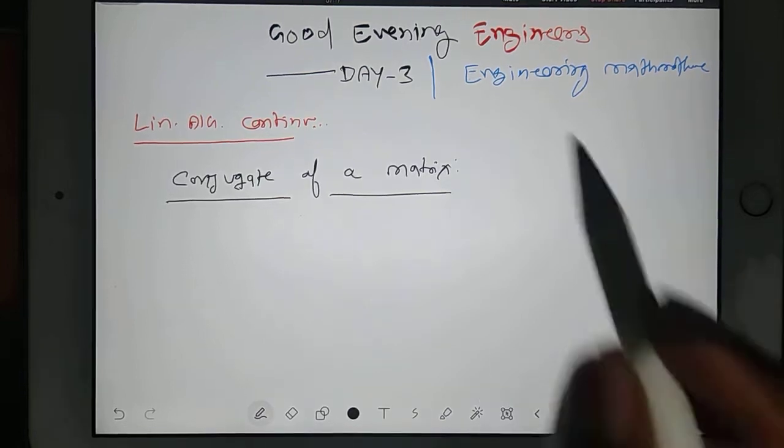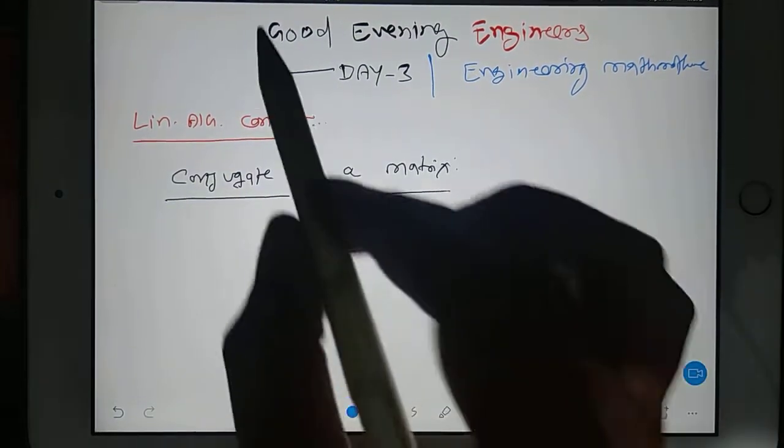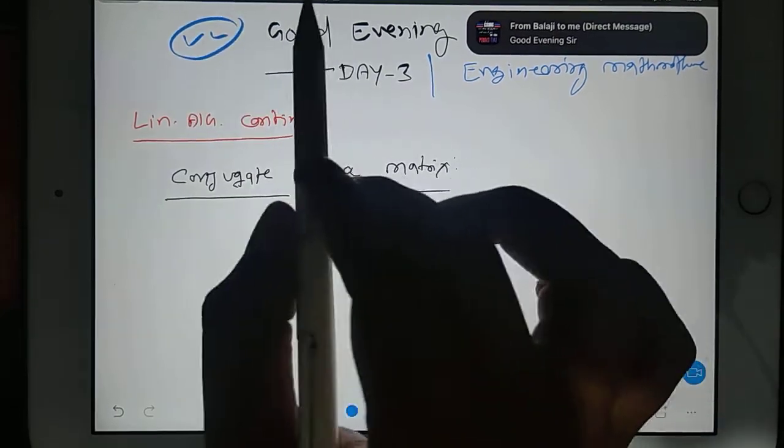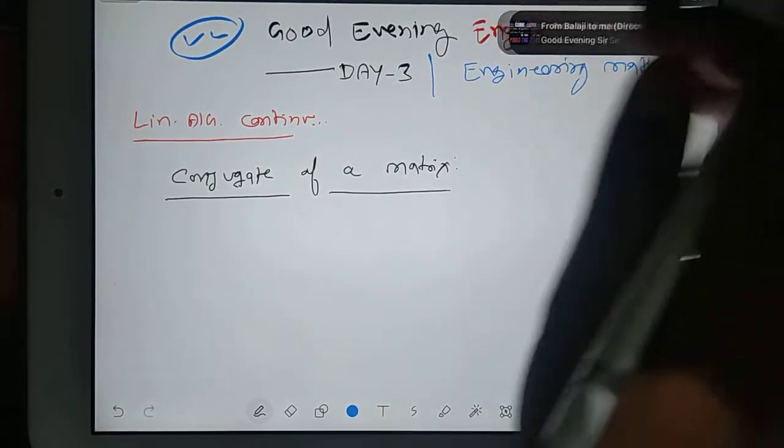So we are starting now, and good evening, guys. Still crackers, Diwali, everything going on. Good evening, Balaji.